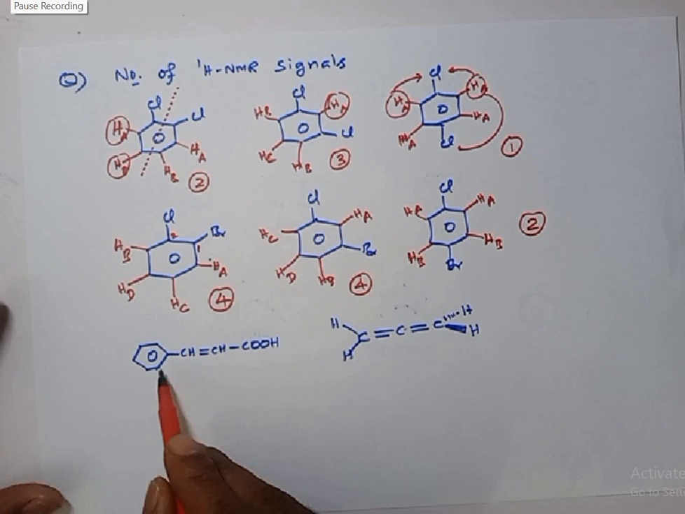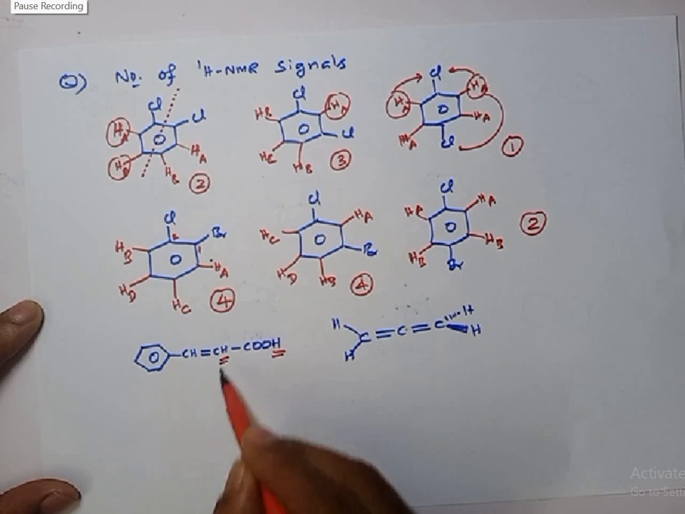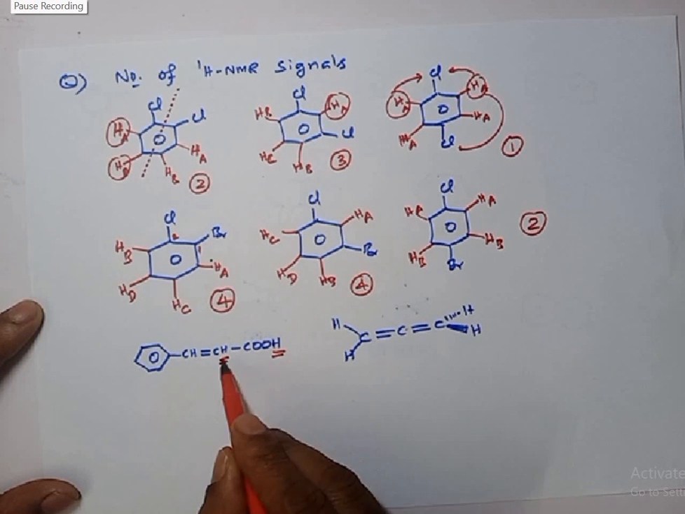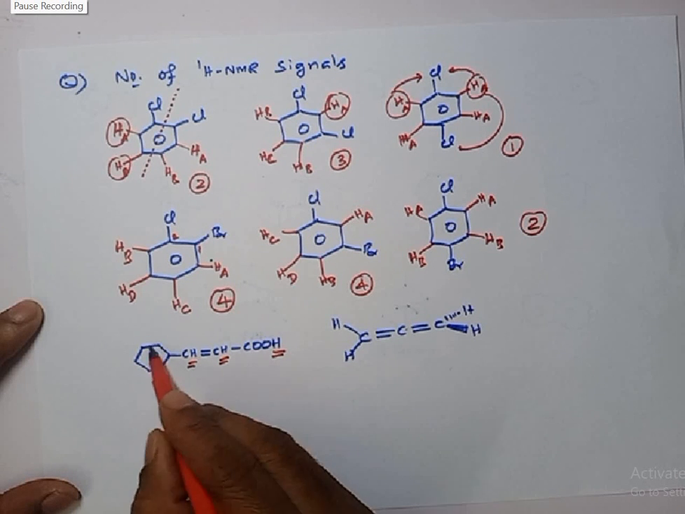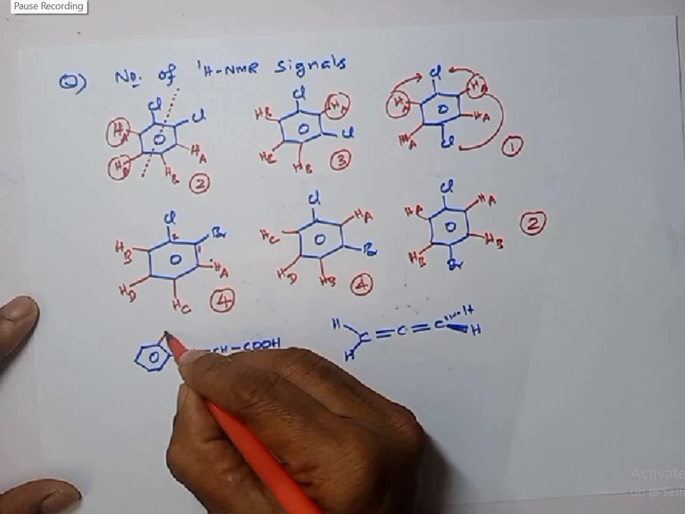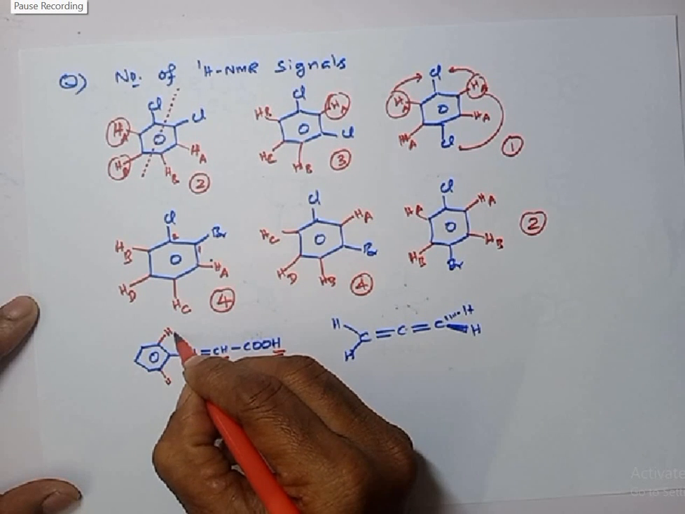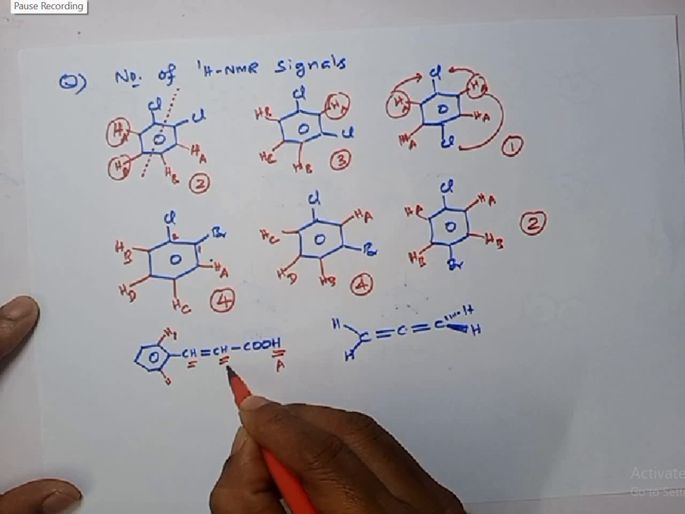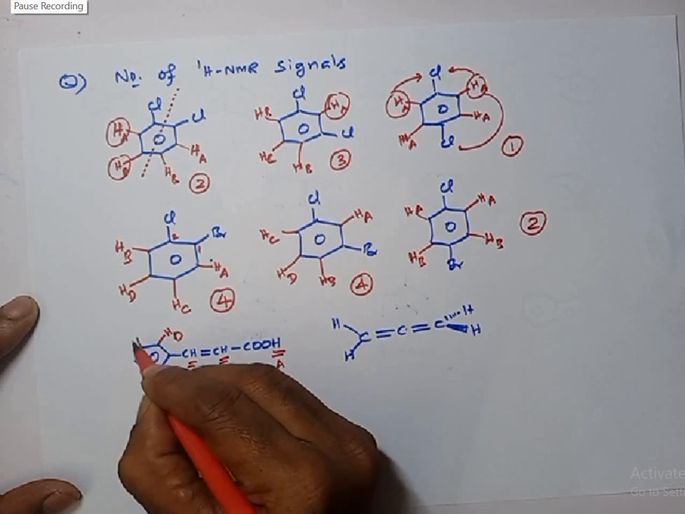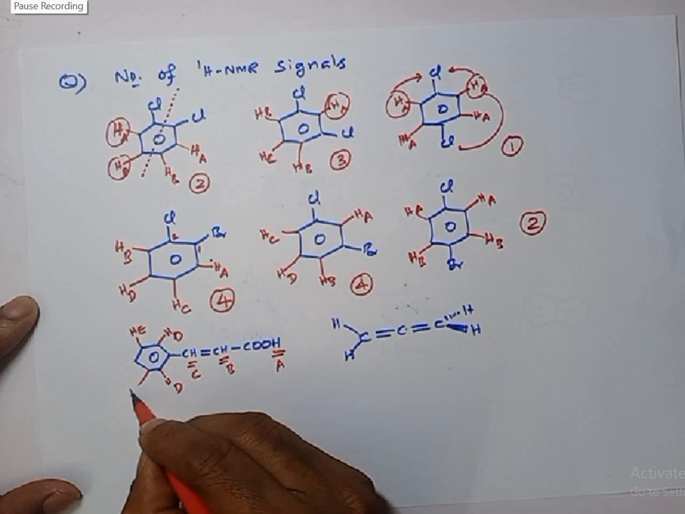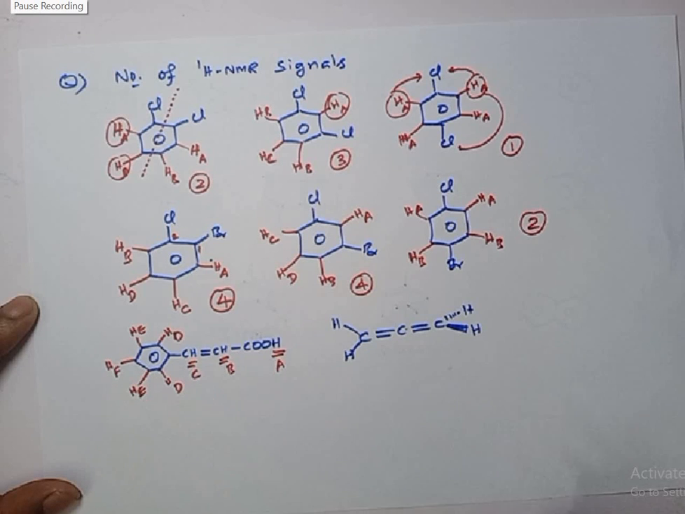Right? For cinnamic acid, this hydrogen will give one signal. This hydrogen will give one signal because it is close to the carboxylic acid, and this hydrogen will give one signal. In the phenyl ring, these two hydrogens, the ortho hydrogens, are equivalent. Suppose I mention this is A, this is B, this is C, and this is D, this is also D. If this is E, this is also E, then the para hydrogen is different, which is F.